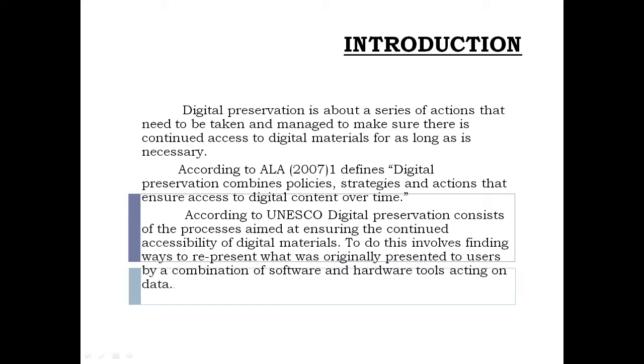According to UNESCO, digital preservation consists of processes aimed at ensuring the continued accessibility of digital materials. To do this involves finding ways to represent what was originally present to users by a combination of software and hardware tools acting on the data.